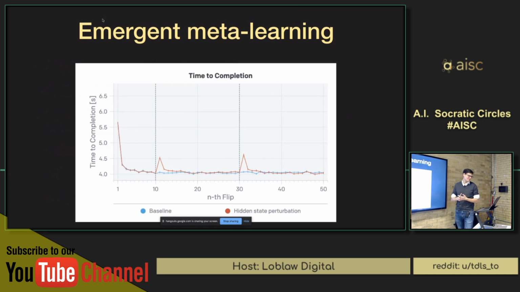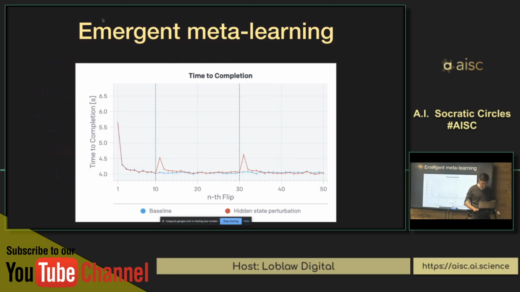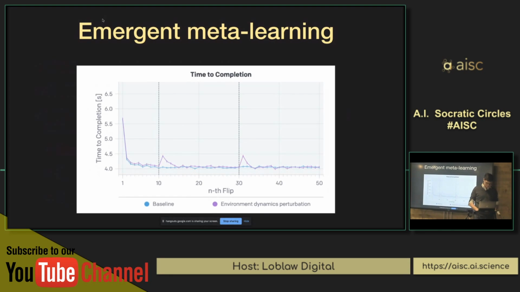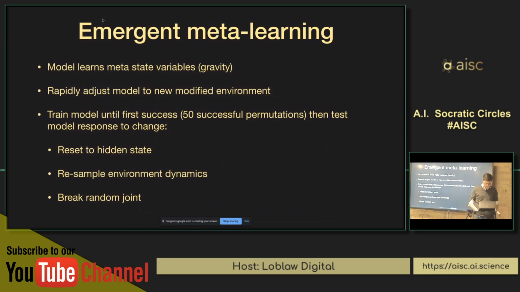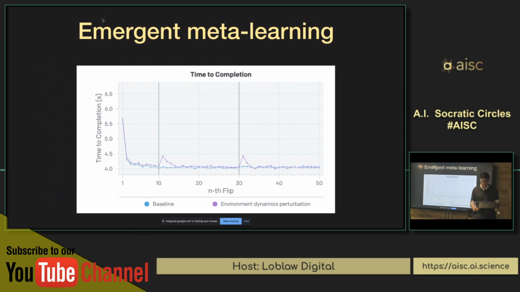So what they measured is time to completion: how long does it take to complete a phase, like one go. After 10, they change the model, and it spikes up, but it very quickly learns. You see here it learns at this speed, and here it learns at this speed, and it stays consistent if they try it again. This was the reset of the hidden state, and here they resample the environment, and they get similar performance. So they drastically change the environment, and it just performs.